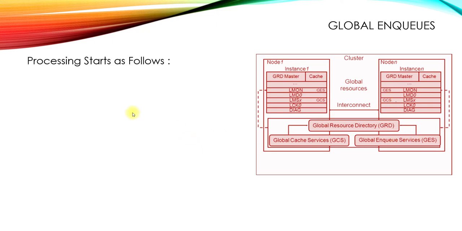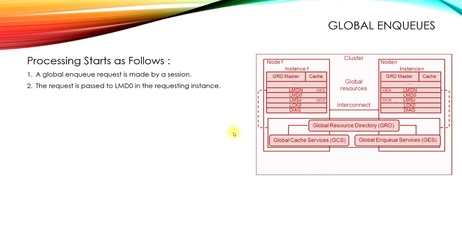So how global enqueue works is, a global enqueue request is made by a session. Any user is requesting a specific object on a specific node. It's connected, using the SCAN or VIP, whatever it is, to a specific node. So a global enqueue request is made by a specific session. Now the request is passed to the LMD0.